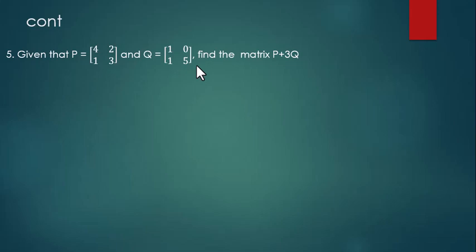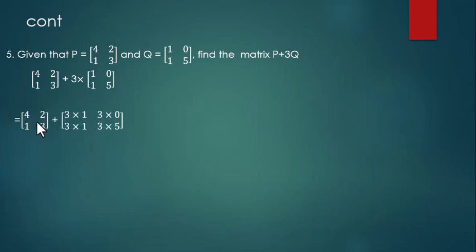So in this particular case, we're going to have P, then 3 multiplied by Q. So this is a scalar matrix, so we work out the scalar multiplication first. 3 multiplied by 1, then 3 multiplied by 0, 3 multiplied by 1, then 3 multiplied by 5. So 3 multiplied by 1, we get 3, then 3 multiplied by 0, we get 0, then 3 multiplied by 1, we get 3, then 3 multiplied by 5, we get 15.